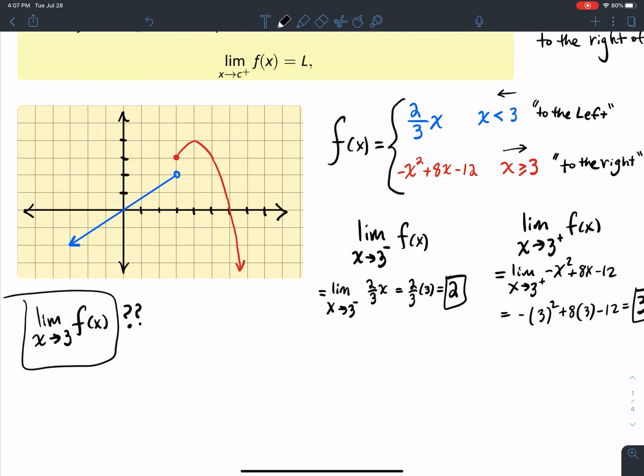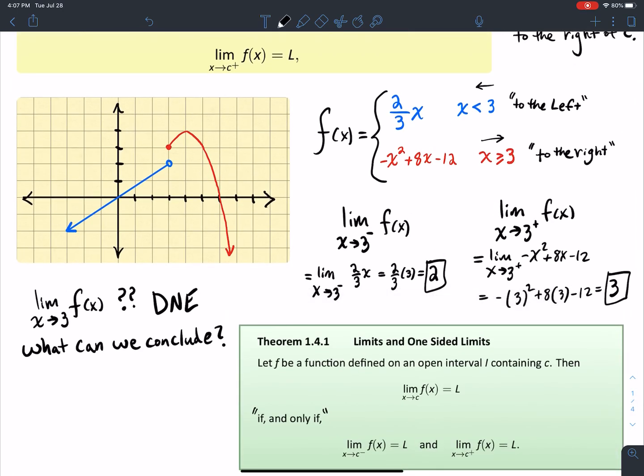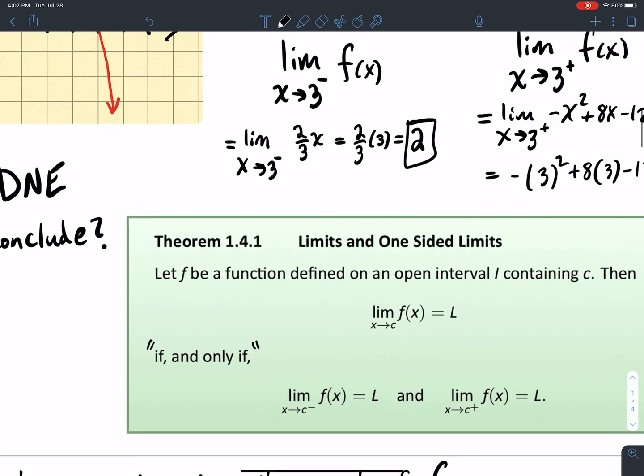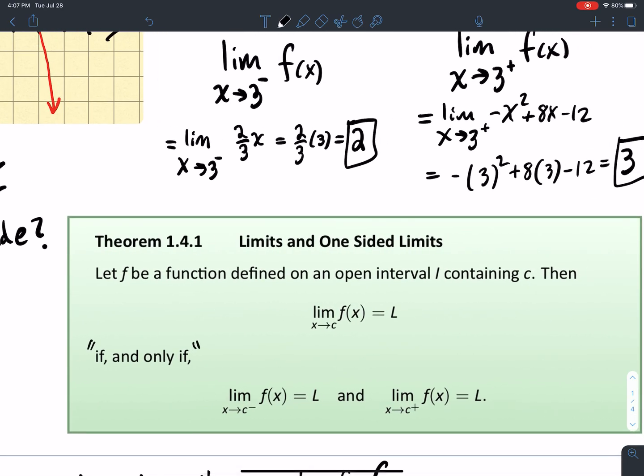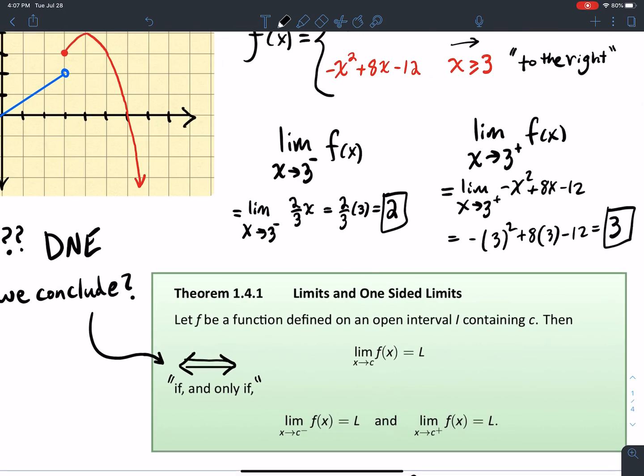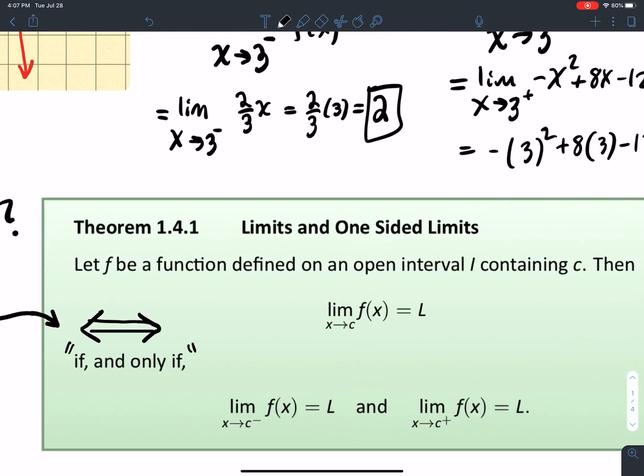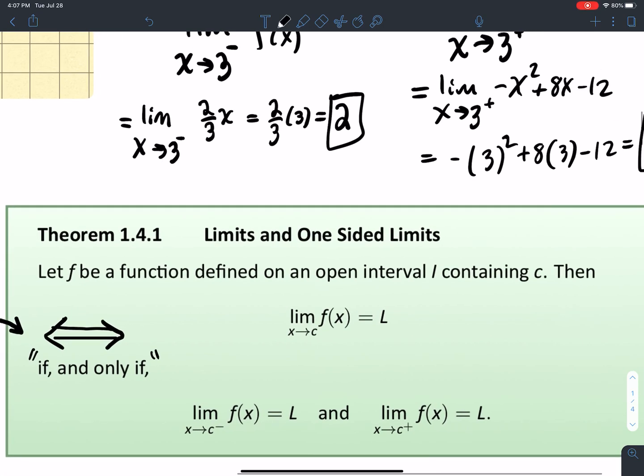So what do you know about this limit here? Since the left and right hand limits don't equal each other, we say that the limit does not exist. So what do we conclude in general? We conclude this theorem right here. This theorem says that if we have f defined on an open interval, the limit as x goes to c of f of x equals some number if and only if, which is a fancy way of writing your little arrows. That means this is true if the next thing is true, but if the next thing is true, then the original thing has to be true. So an if and only if statement goes both ways.